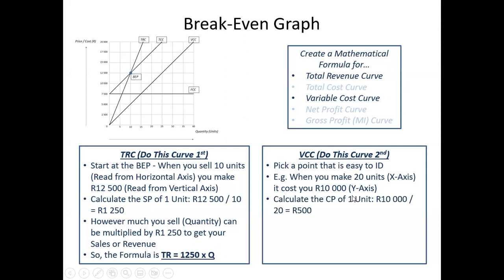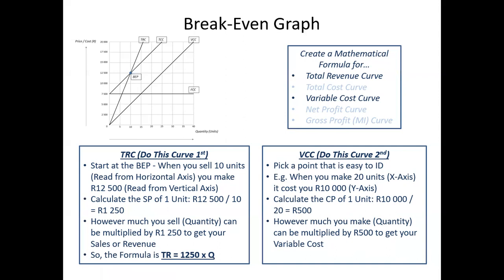So, same as we did with our sales price, I can now calculate the cost price of 1 unit. It is 10,000 divided by 20, and that is 500 Rand. And once again, however much you produce, the quantity can be multiplied by 500 to get the variable cost. And so therefore, the formula is variable cost is equal to 500 multiplied by the quantity. Now we can look at the other three.